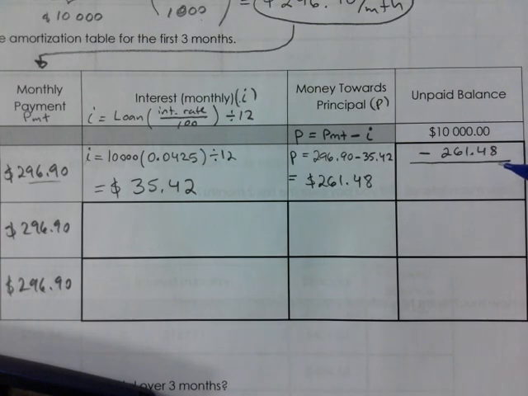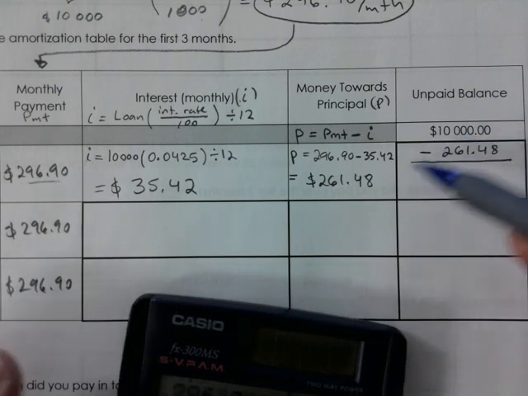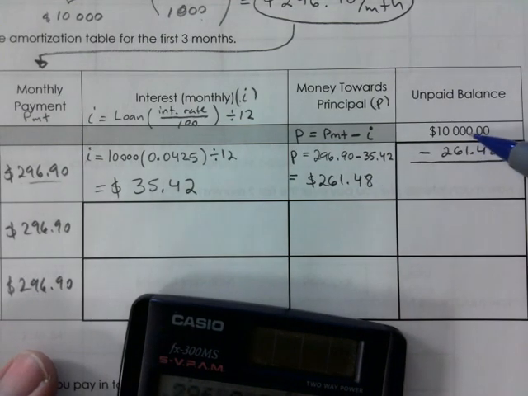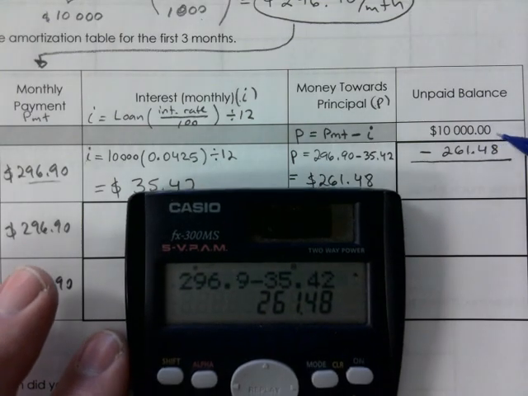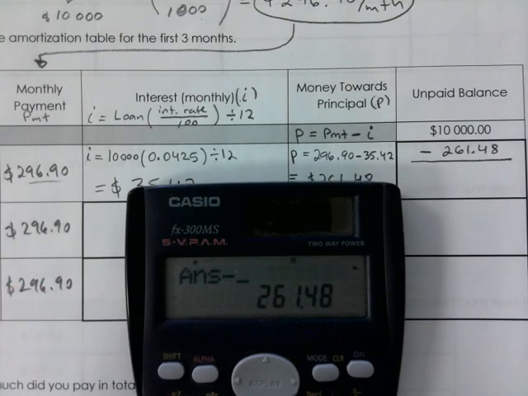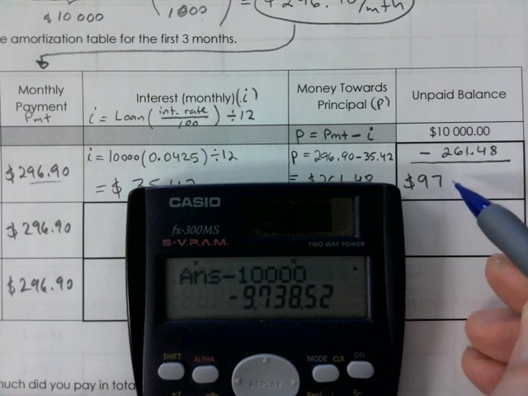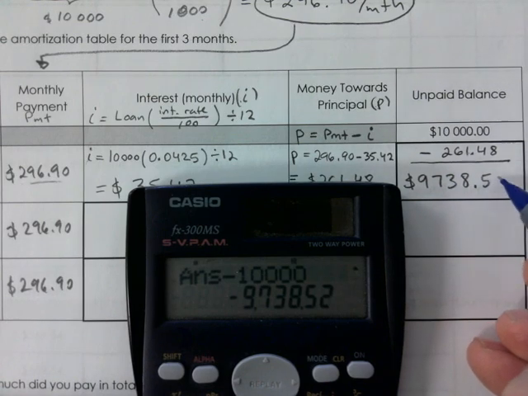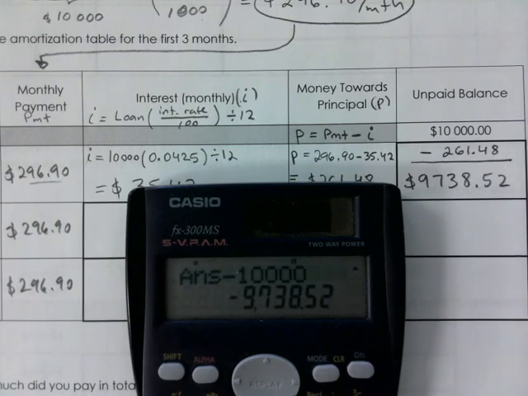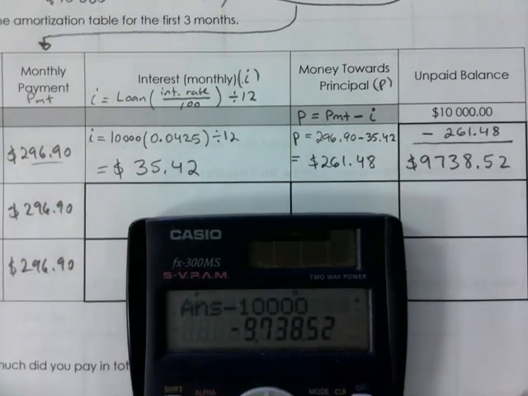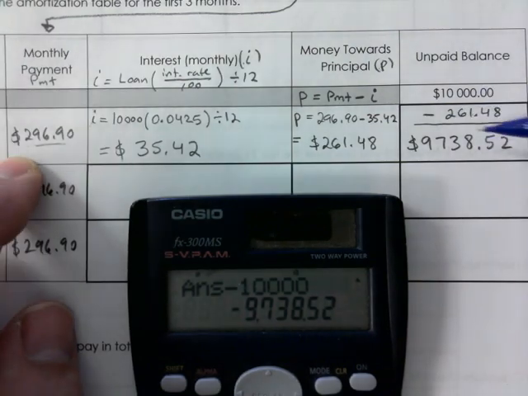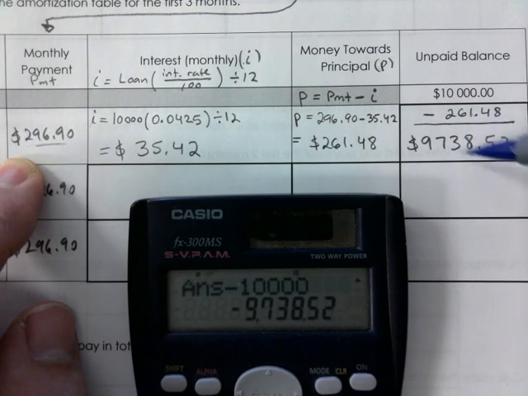I may not do that on every table, but for you, I'm showing you what I'm doing. I'm taking this number, I'm subtracting it from what I owe. So watch what I do. I just go minus 10,000, just like that. I know it's a negative number. I don't fall for it. I know it's 9,738.52. So there's your first month. At the end of the first month, you'll be owing the bank this much. Have you done these in grade 11? Yeah, rings a bell, right?